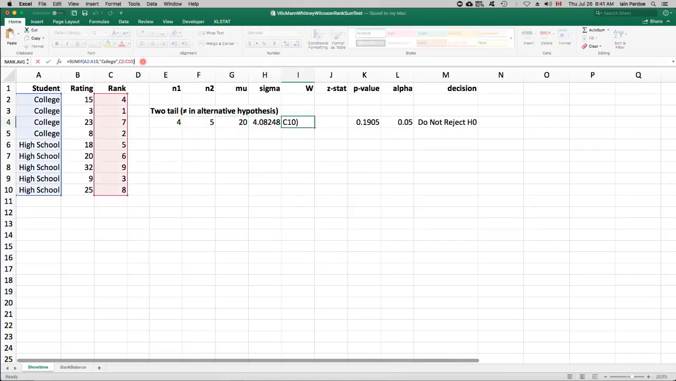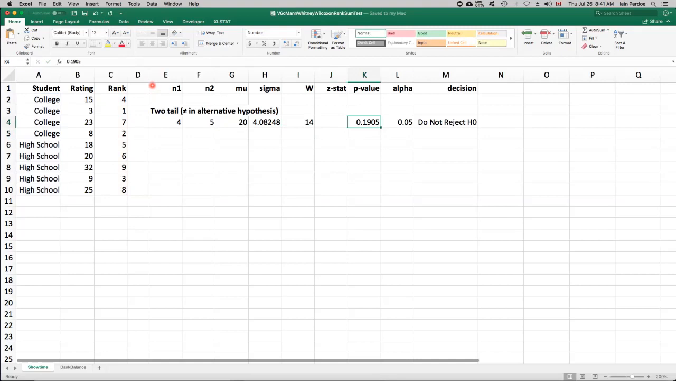W looks at the sum of the ranks for the first sample, so 4 plus 1 plus 7 plus 2, and that comes to 14 in this example. And then to calculate a p-value is actually kind of difficult. So it's not really possible for us to do that by hand. And so what we'll do is let's see what Excel stat gives for that p-value.